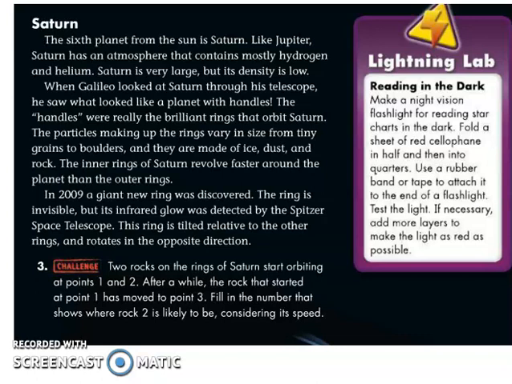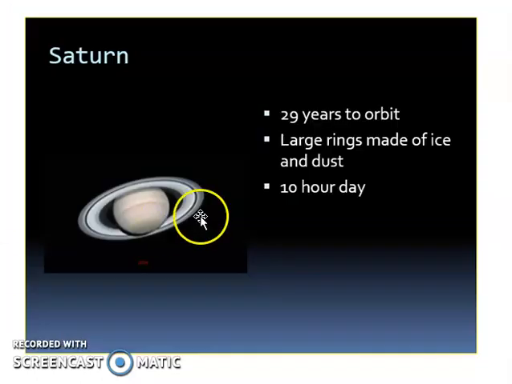Another information here about Saturn is this one. Saturn orbits 29 years. Okay, compared to Earth, imagine if you are 29 years old here on Earth, you are just 1 year old in Saturn. Because for Saturn to finish its orbit around the sun, it needs 29 years. Why? Because this is the sixth planet. The orbit is bigger compared to other planets. That's why it finishes in 29 years.